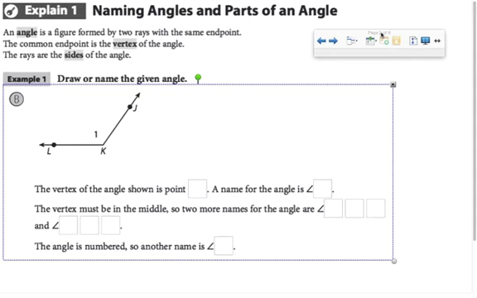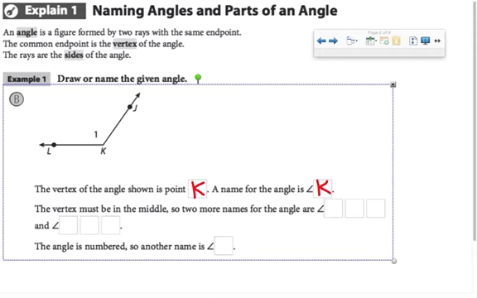So again, in your text, example 1 has a part A, and it goes through the entire thought process for you. So you can read that on your time if you wish. Part B has some blanks left for us, so that's what I'll use in this video to talk about angle naming. So in this diagram, the vertex of the angle shown is the point K. So a name for the angle is angle K.